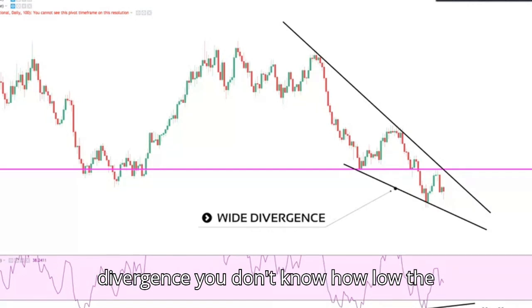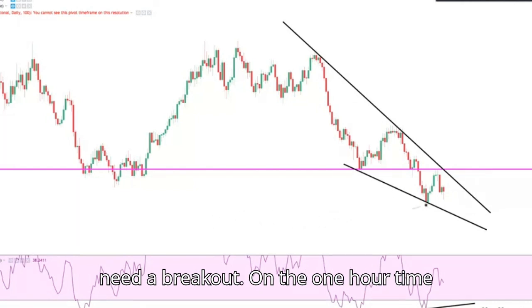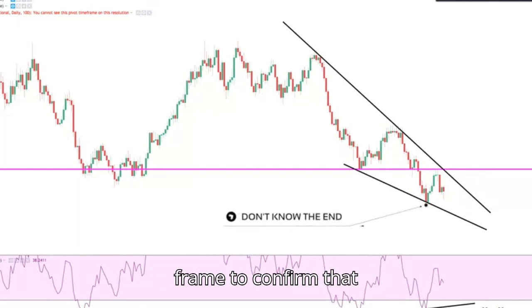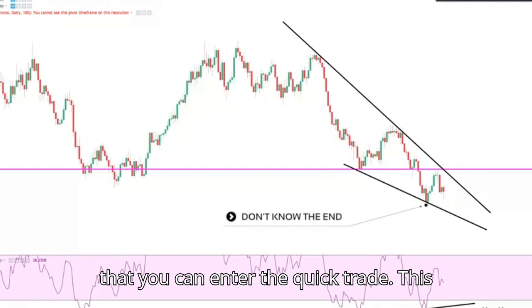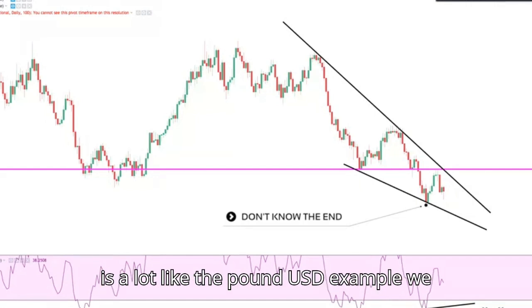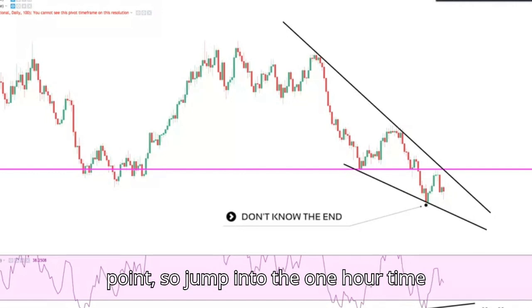So in divergence, you don't know how low the second point will go, which is why you need a breakout on the 1 hour time frame to confirm that the second point of divergence is over and that you can enter a quick trade. This is a lot like the pound USD example we showed you, but we waited for the 1 hour to confirm the second divergent point.